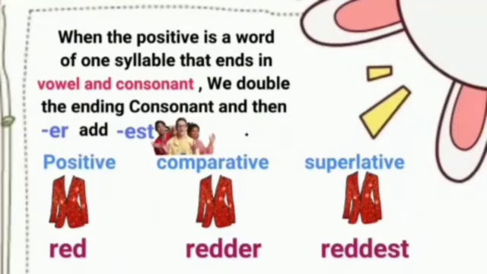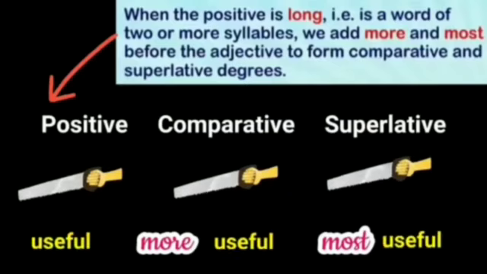Now children, the next one: when the positive is a word of one syllable that ends in a consonant after a vowel, we double the ending consonant, then in comparative we add er and in superlative we add est. For example, red, redder, reddest. So as you can see, we have doubled the consonant.